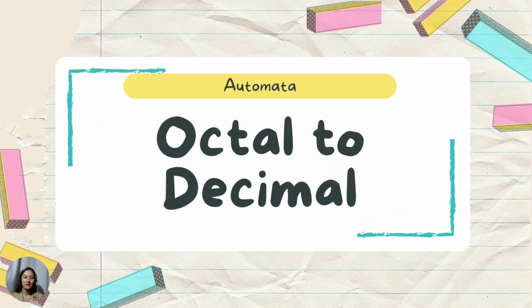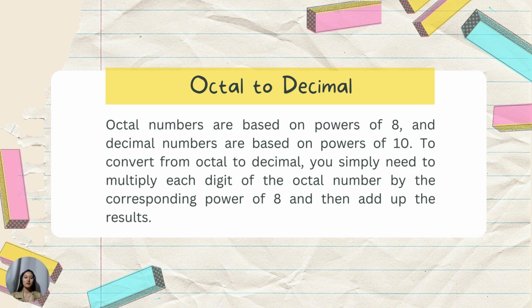So now let's proceed to the next topic, which is octal to decimal. Octal numbers are based on powers of 8, and decimal numbers are based on powers of 10. To convert from octal to decimal, you simply need to multiply each digit of the octal number by the corresponding power of 8 and then add up the results.